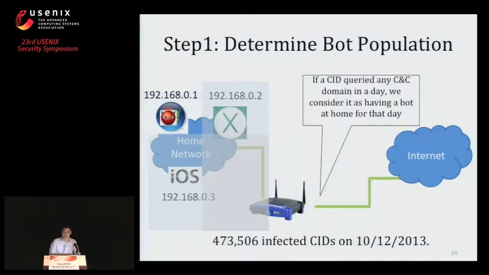The first step we did is to determine the bot population. The idea is this: given the IP address, we check whether this IP address queried any known CNC domain names. If so, we believe that there must be an infected Windows machine under that IP address, because all the botnet samples tracked by Damballa are for Windows. So we can confirm there is an infected Windows machine.